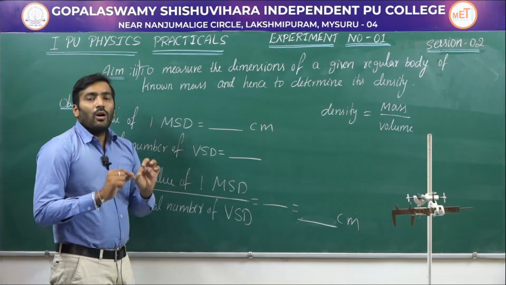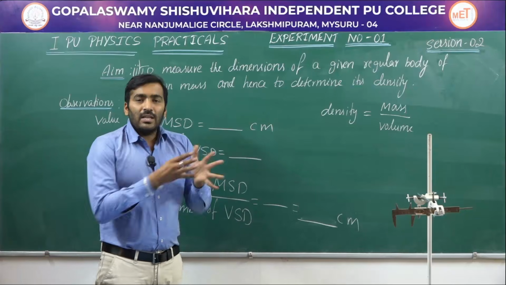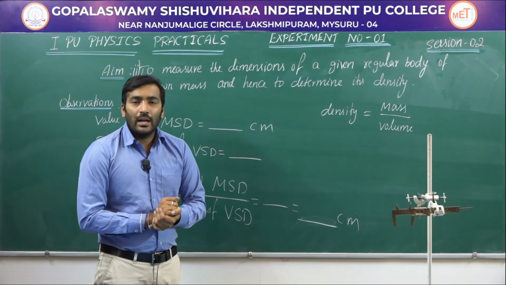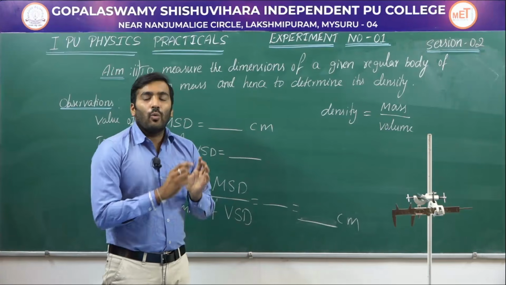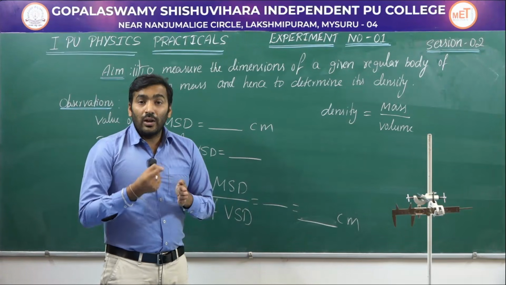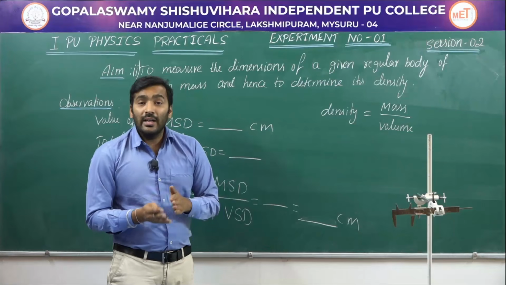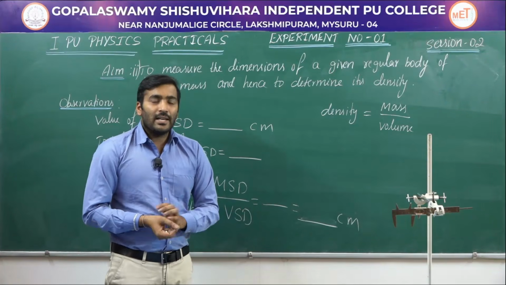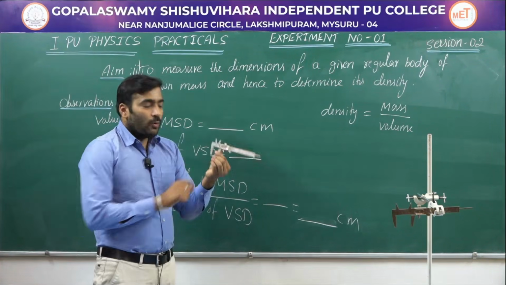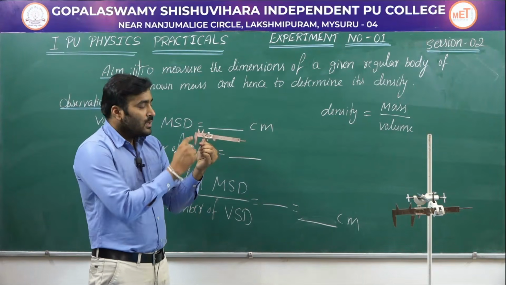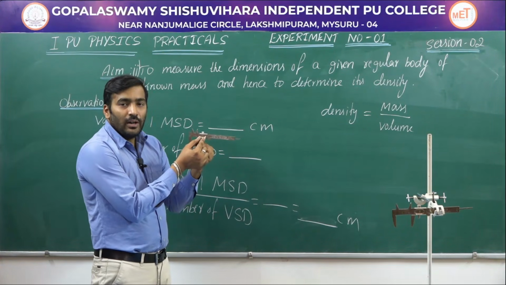In our previous session we had discussed the specifications of the vernier calipers: what is the value of one main scale division, what is the total number of vernier divisions, and also what is its least count. That we have already explained in the last class. Let us write them again. This is your vernier calipers and we have two scales, as you already know. This is the main scale and this one is the vernier scale.